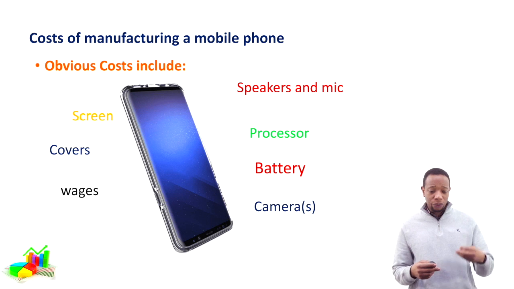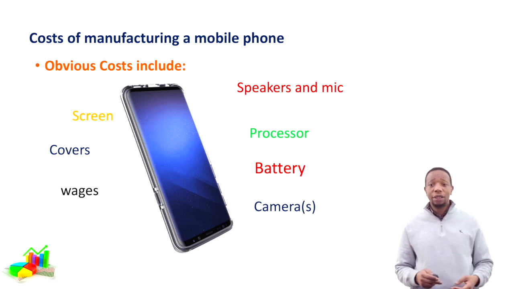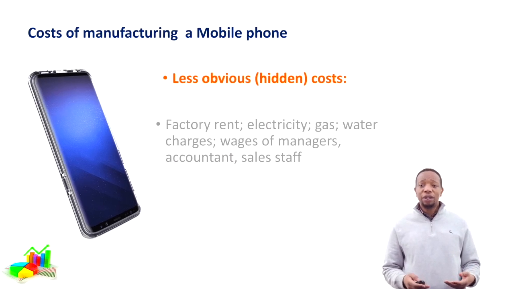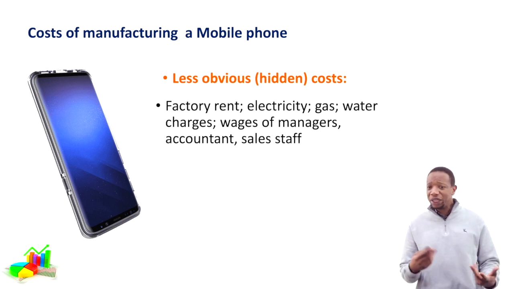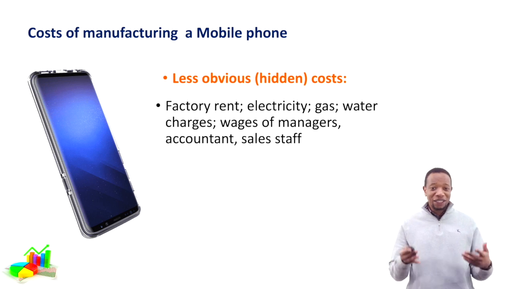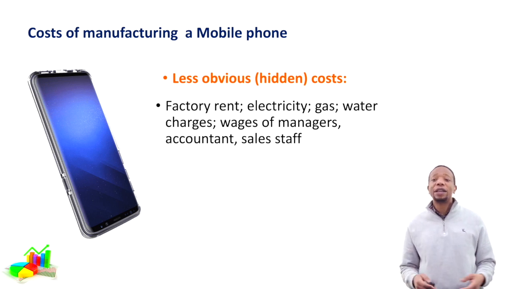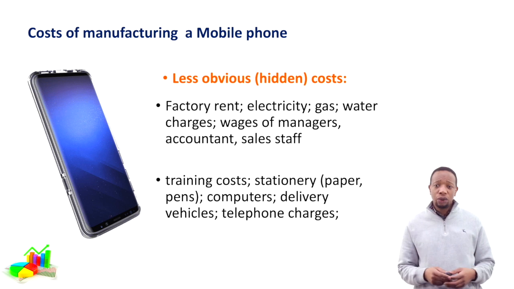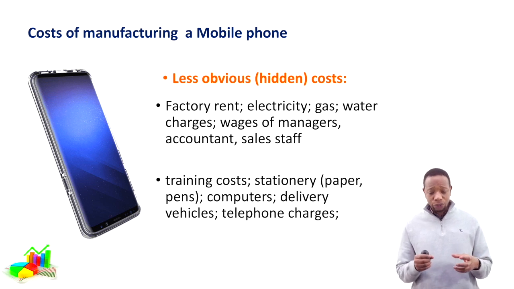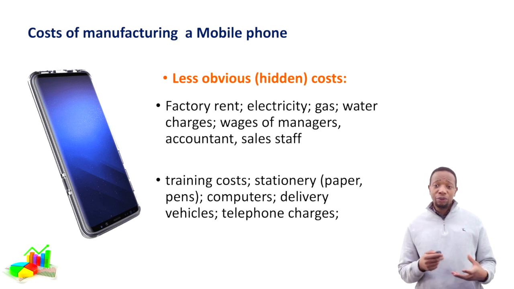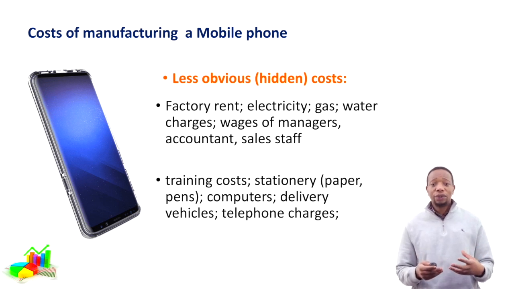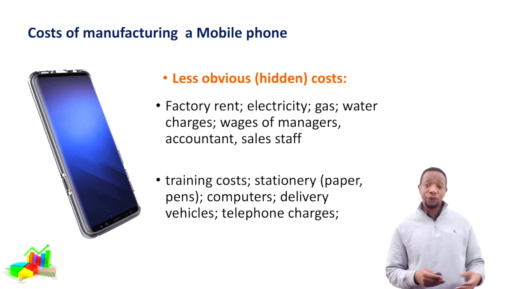But then there are costs that we don't think about to start with. And these can be costs like your factory rent, your electricity, your gas, water charges, wages for the managers, payment to the accountant who needs to be paid as well, sales staff, and other costs that you can also think about. We need to be able to trace these costs so that we can charge it to, in this case, our phone. Now, these costs, we would need to understand the terminology, how we term them, so that we are able to put them in our standard cost card.